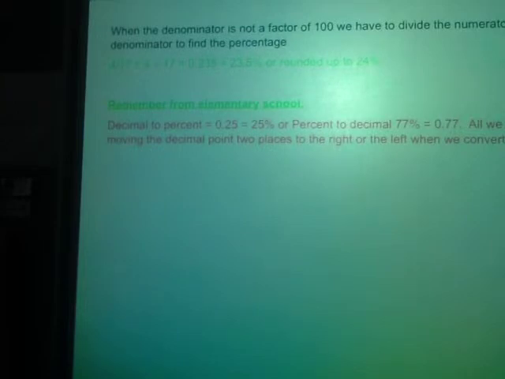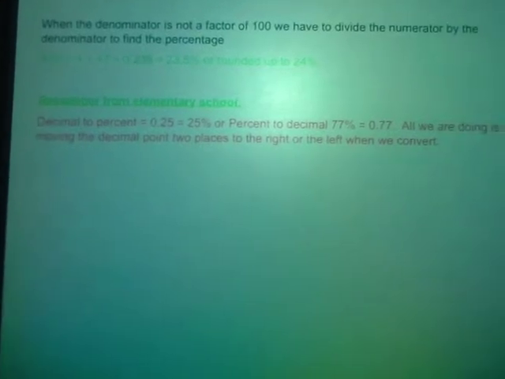So when the denominator is not a factor of 100, we have to divide the numerator by the denominator to find the percentage. I gave the example here of 4/17. I just take a calculator out. 4 divided by 17 equals 0.235, which would be said 235 thousandths. And I move that decimal point over 2 places to make it a percent. So I have 23.5%. Or if I want to round to the nearest percent, I'd round up to 24.